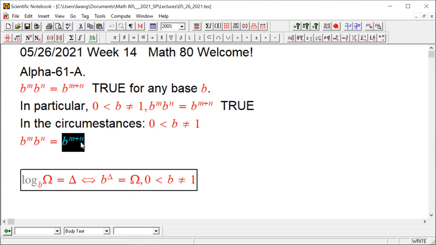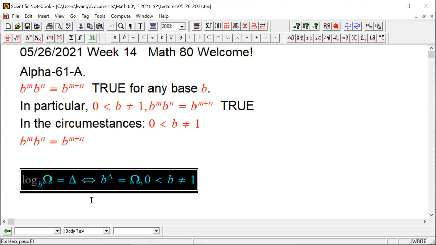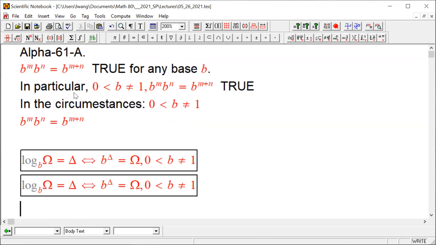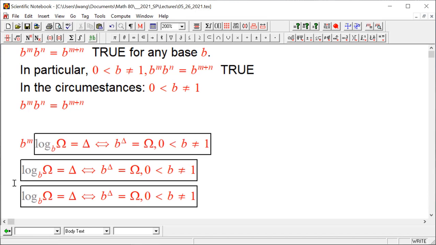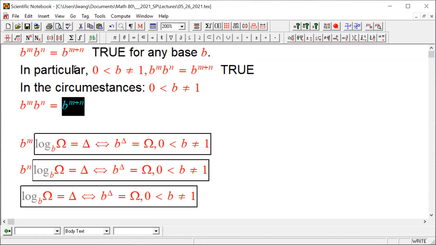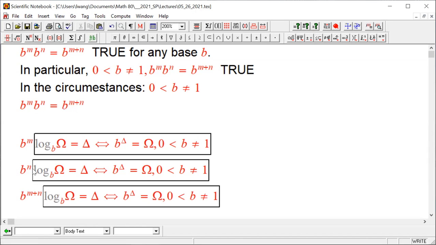Okay, for b to the power of m plus n, and b to the power m times b to the power n, we know these two are equal, right? In this situation, I'm going to make 3 cases. On each one of the cases, I'm going to apply it to b to the power m, then to b to the power n, and then to b to the power m plus n. So there are 3 cases. You can see they're derived from it.